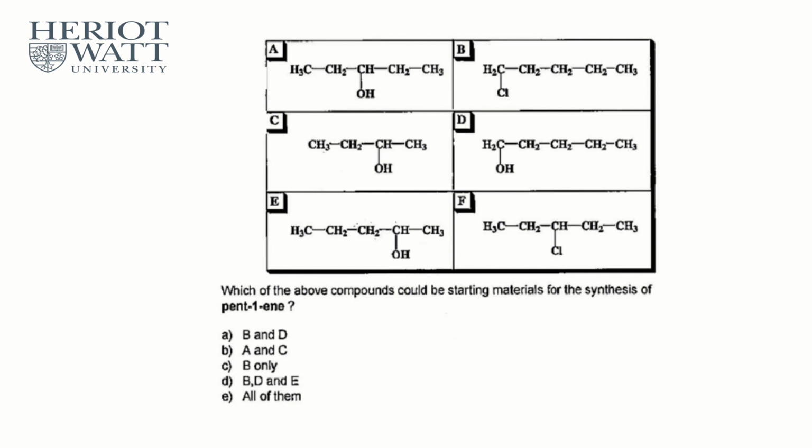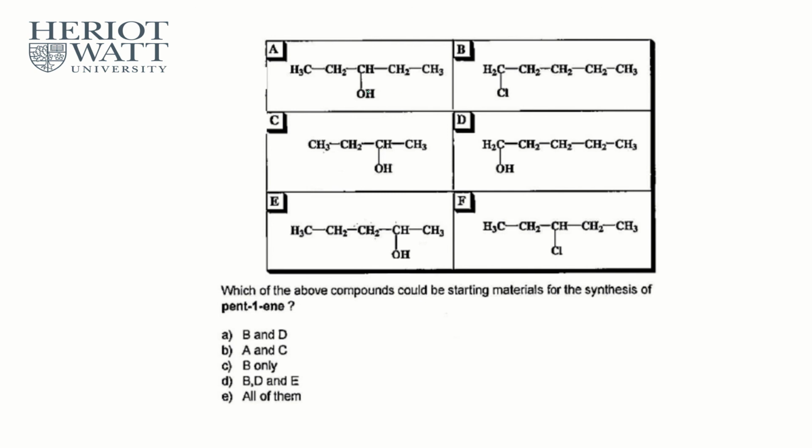Now, which of the above compounds could be starting materials for the synthesis of pent-1-ene? Okay, so I'm going to eliminate or dehydrate A, B, C, D, E, F, all these compounds. Eliminations. Which one will result in pent-1-ene? Okay, let's check it out. So pent-1-ene should have 5 carbons as the longest chain, and then the double bond should be at the first carbon or at the terminal.